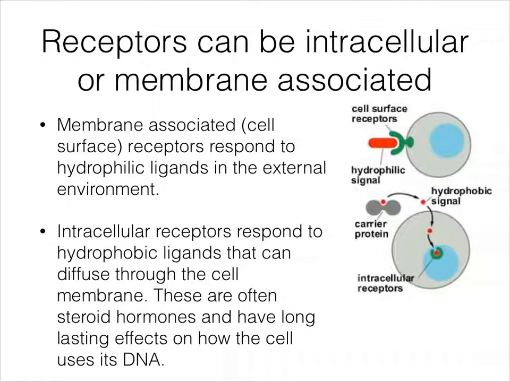So like we said, most receptors are found in the plasma membrane. The vast majority of them are. And they typically face the outside environment where they can bind to some sort of signaling molecule, be it a hormone or something else, and then relay that signal inside the cell. Those are membrane-associated receptors. They will typically respond to hydrophilic ligands.